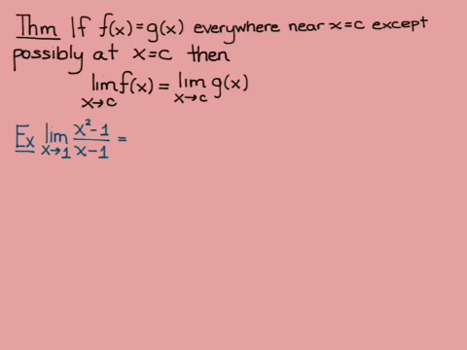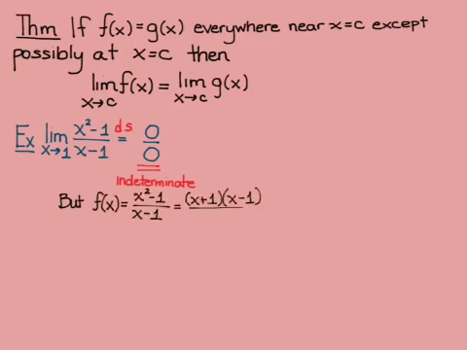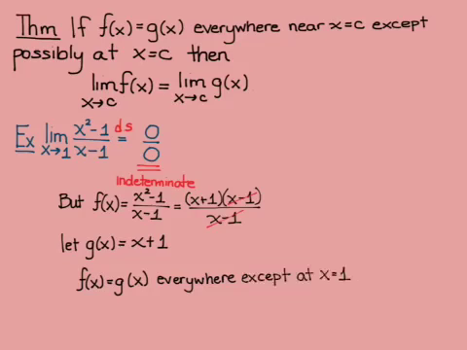The limit as x goes to 1 of x squared minus 1 over x minus 1. We saw already that direct substitution gave us 0 over 0, which is an indeterminate form. Notice, however, that f of x equals x squared minus 1 over x minus 1 can be factored into x plus 1 times x minus 1 divided by x minus 1. And the good thing about this is that if we let g of x equal x plus 1, that's the same thing as our function f of x, except f of x was not defined at x equals 1, and g of x is. f of x equals g of x everywhere except at x equals 1. f of 1 does not exist, and g of 1 equals 2.